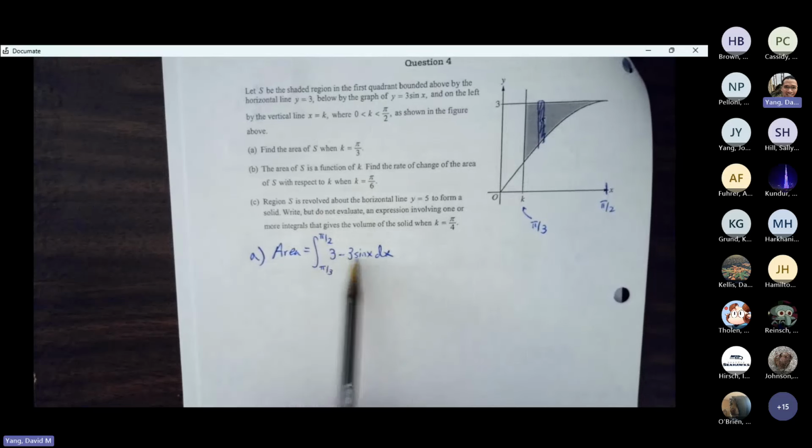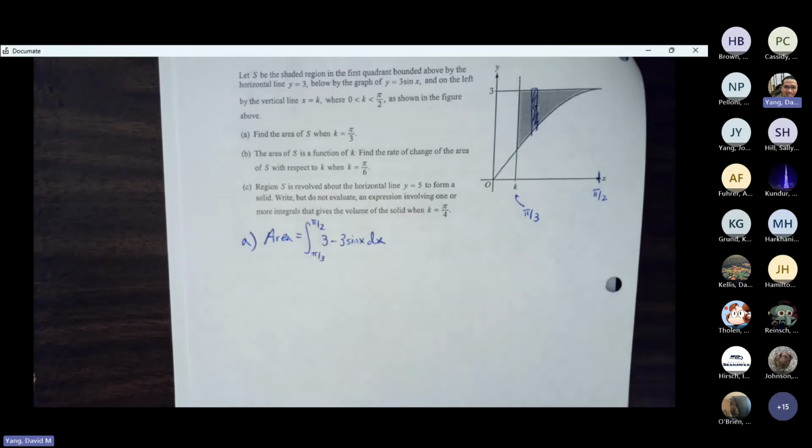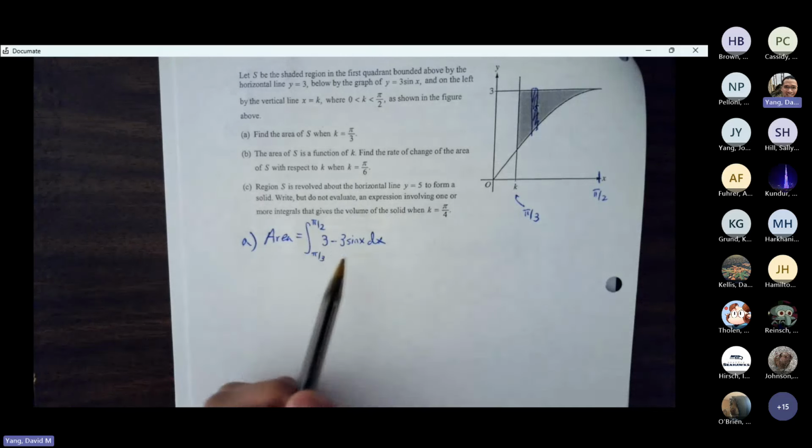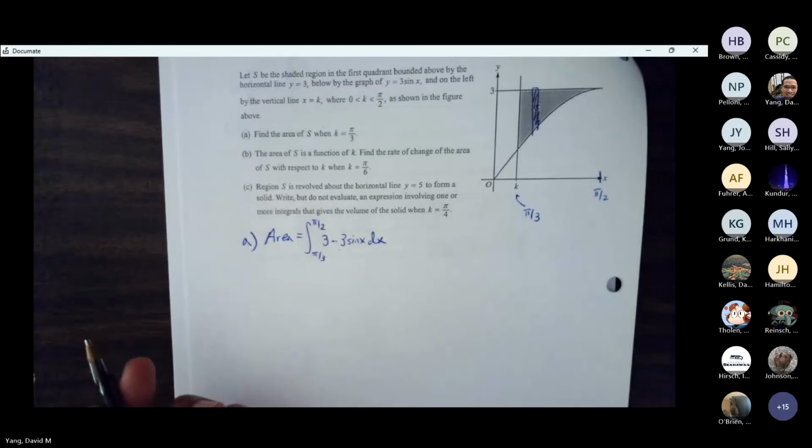Okay, so now we can just go through. Remember, this is non-calculator, so we got to work this out by hand. 3 is 3x, 3 sine x. Sine becomes negative cosine. I'm sorry. Sine becomes negative cosine. The two negatives cancel out to be positive.